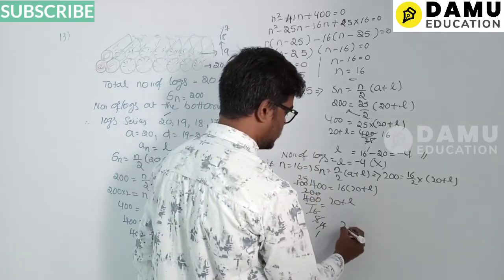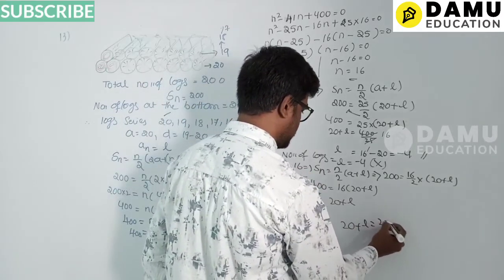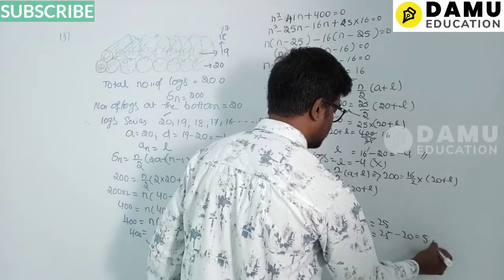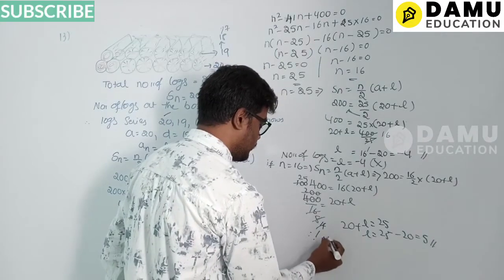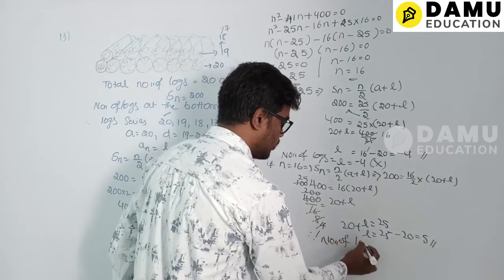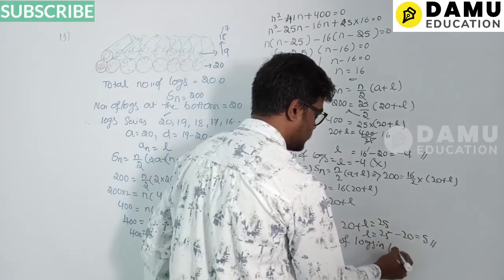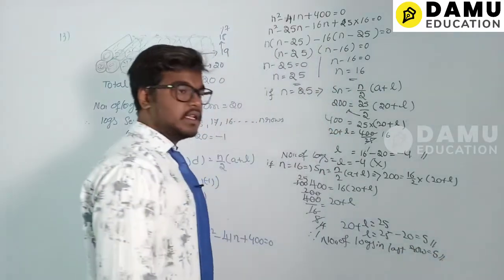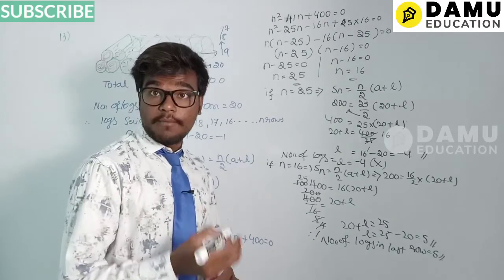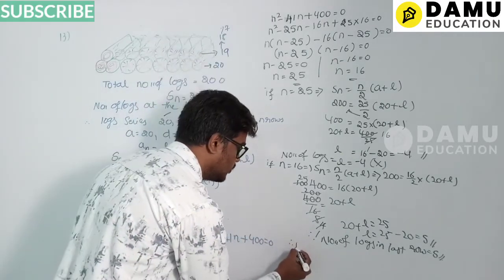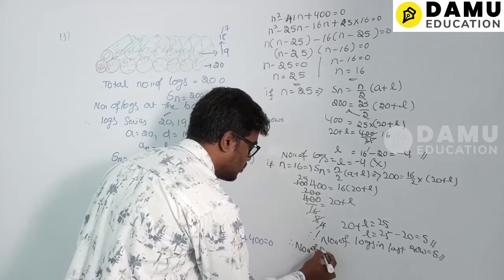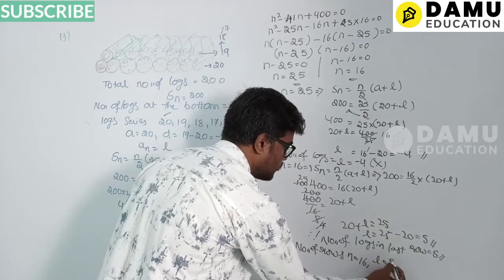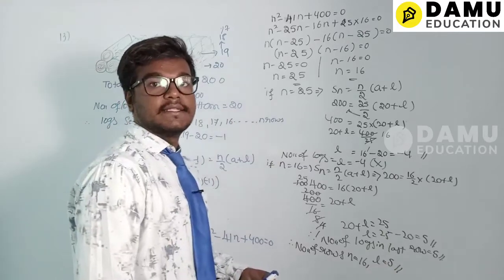So what value are we getting? 20 plus l will be equal to 25. Then l will be equal to 25 minus 20, we will get 5. Therefore, the number of logs in the last row will be equal to 5. That means we can say the number of rows, n will be equal to 16 and logs will be equal to 5. So this is the case.